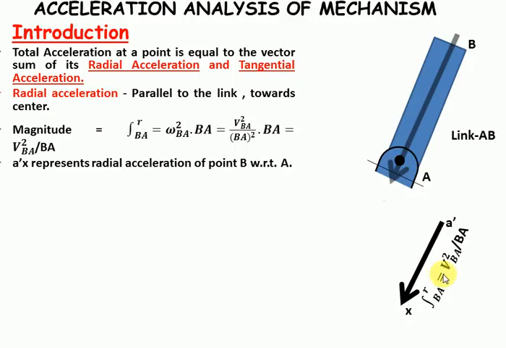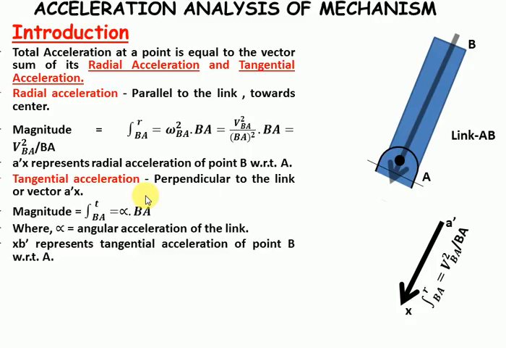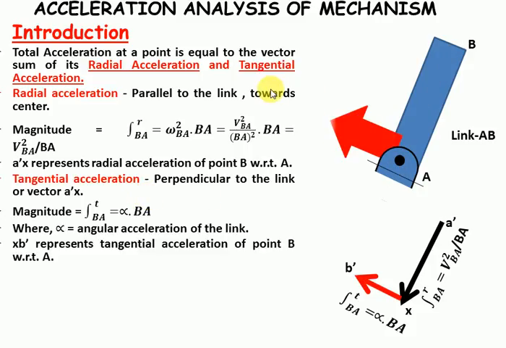So in this figure, which is the acceleration diagram, A dash x represents radial acceleration of B with respect to A, and it is parallel to link AB, and tangential acceleration is perpendicular to the link or perpendicular to vector A dash x. Its magnitude is equal to alpha into the distance BA, that is distance of point B from A, multiplied by alpha. What is alpha? Alpha is the angular acceleration of the link.